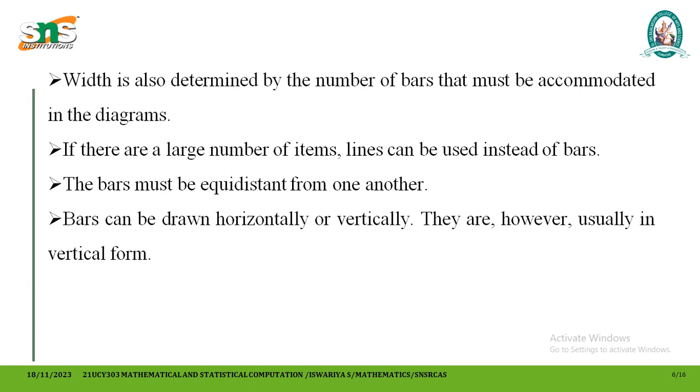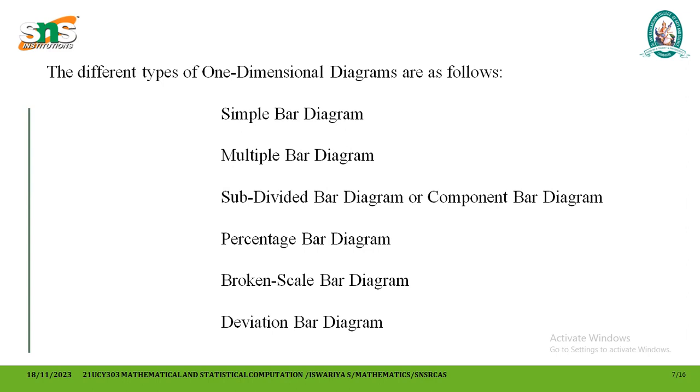If there are a large number of items, lines can be used instead of bars. The bars must be equidistant from one another. Bars can be drawn horizontally or vertically. They are, however, usually in vertical form. So the different types of one-dimensional diagrams are as follows: simple bar diagram, multiple bar diagram, subdivided bar diagram or component bar diagram, percentage bar diagram, broken scale bar diagram, and deviation bar diagram.